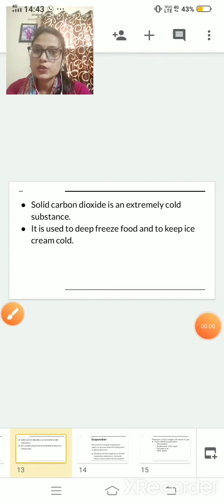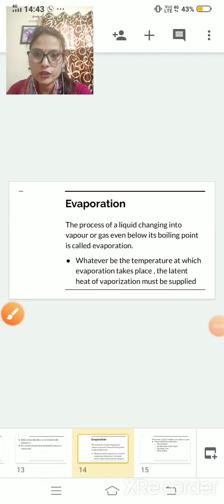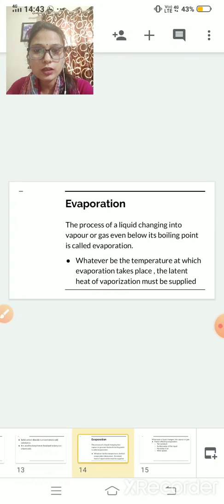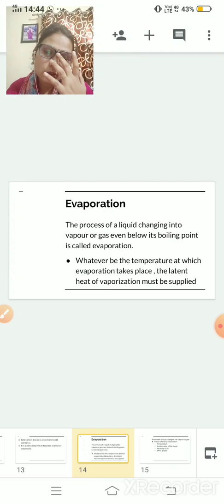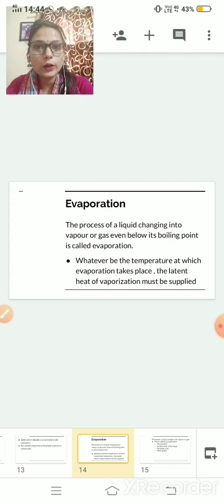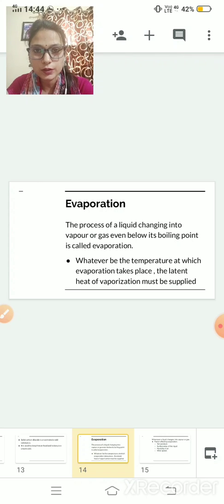Clear? Our next topic is evaporation. I told you what evaporation is. Evaporation is a process in which a liquid converts into gas. When you increase the temperature, that process is known as evaporation. What do you mean by evaporation? Evaporation is a process in which you can change the state of liquid into gas by increasing its temperature. This process is known as evaporation.